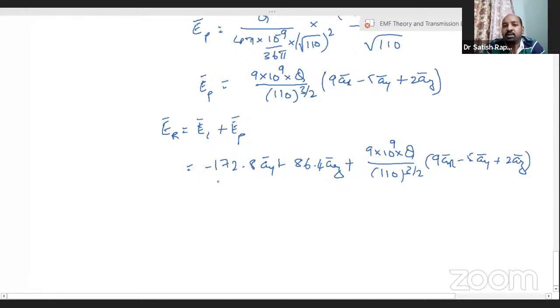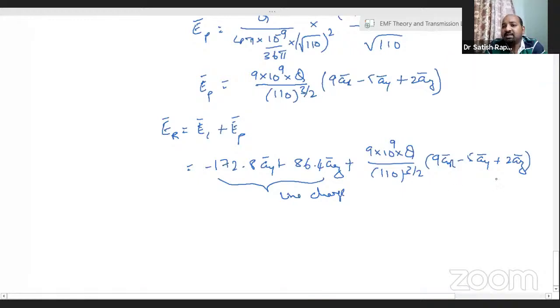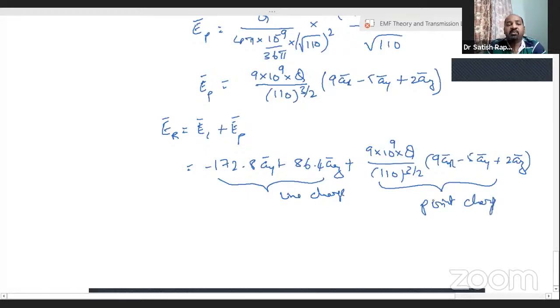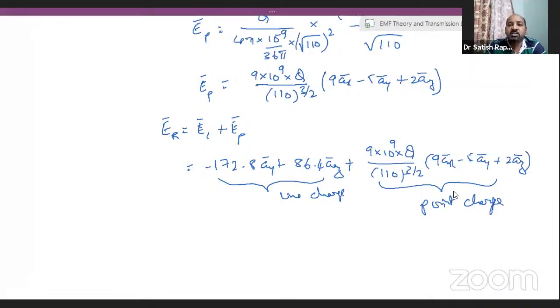So this one is the electric field due to line charge, and this is the electric field due to point charge, right? We have two different expressions to determine electric field. Using those, we have determined electric field due to line charge and point charge. So now going to the problem.